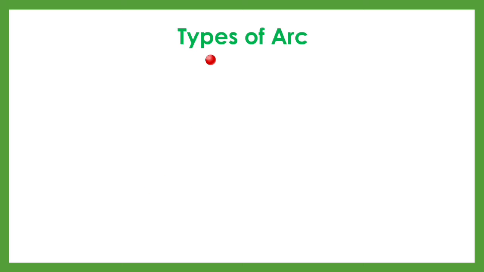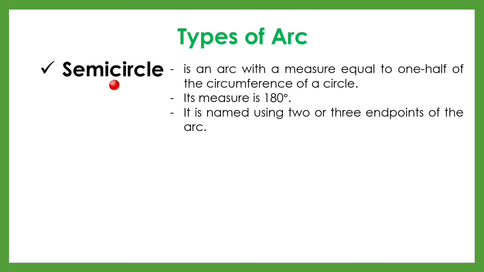Let's have types of arc. Meron tayong 4 na types ng arc. The first one is the semicircle. What is a semicircle? It is an arc with a measure equal to 1/2 of the circumference of a circle. So, ang circumference ng circle is 360 degrees. Ano ang kanyang kalahati? That is 180 degrees. So, ang measure ng semicircle is 180 degrees.